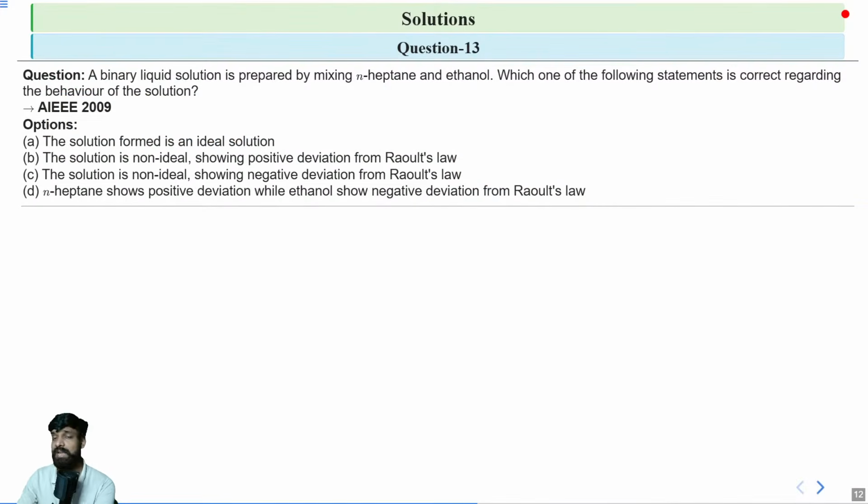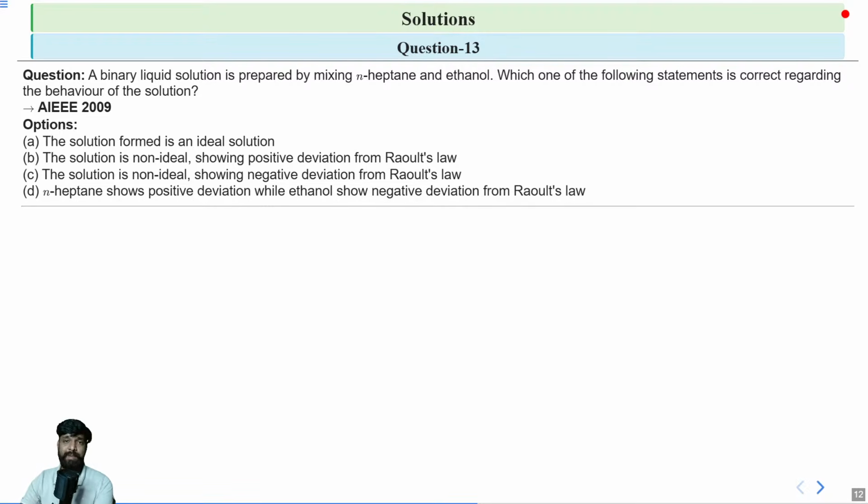The solution formed is an ideal one. Second one. The solution is non-ideal and it will show positive deviation from Raoult's law. Third one. The solution is non-ideal and it will show negative deviation from Raoult's law. And the last one. N-heptane will show positive deviation while ethanol will show negative deviation.